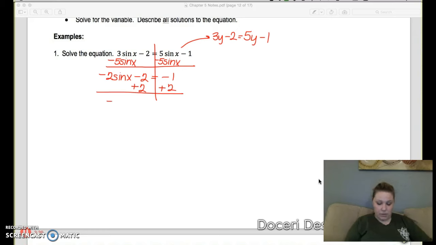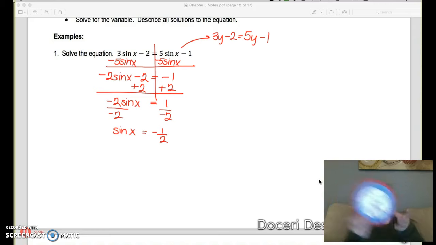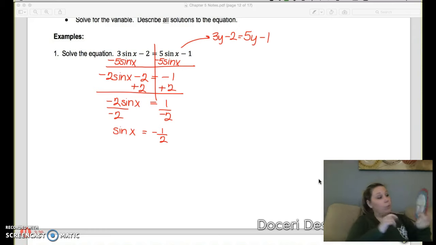That gives me negative 2 sine x equals 1. And then to isolate the sine, the last thing I need to do is divide by negative 2 on both sides. So we have sine of x equals negative 1/2. So now we have to go to our circle, and we want to find the places on the circle where the sine of x is negative 1/2.